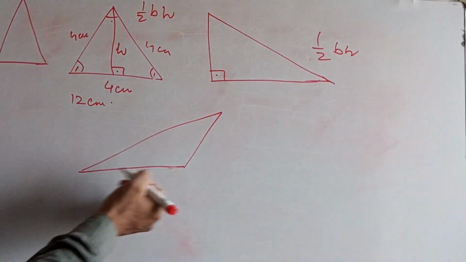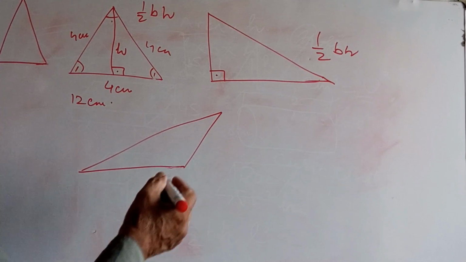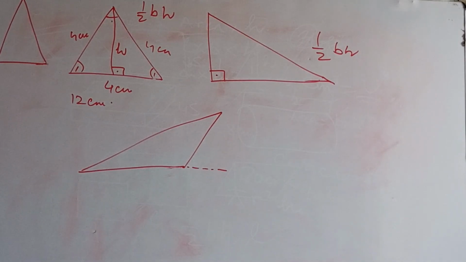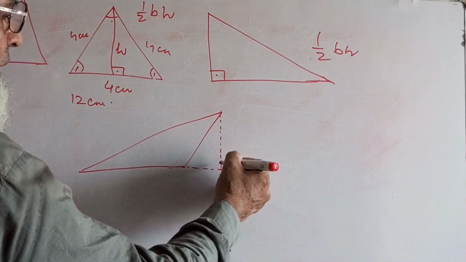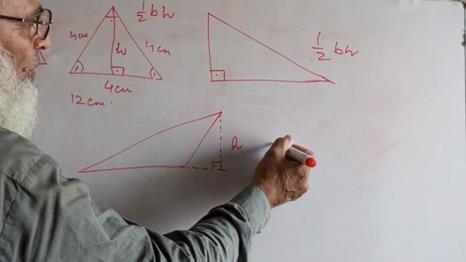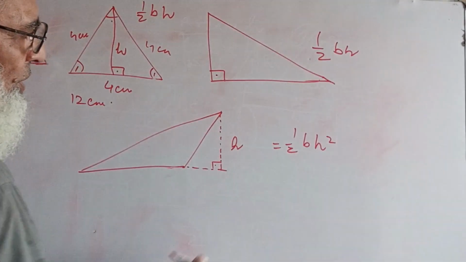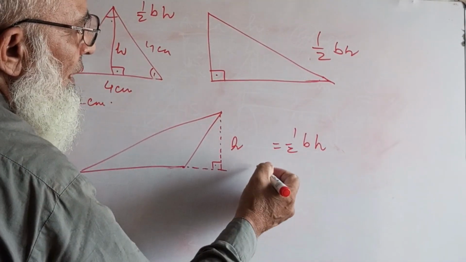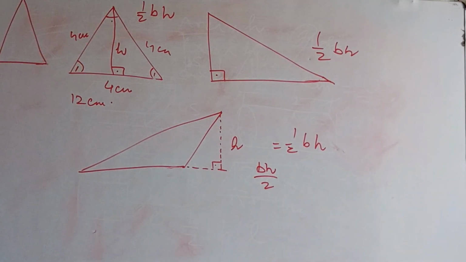And for this one, from where will we get the perpendicular? We'll extend this side, and we'll again drop a perpendicular from here. So it will become H. So the formula will remain the same, half base into height, or you can also say BH upon 2.